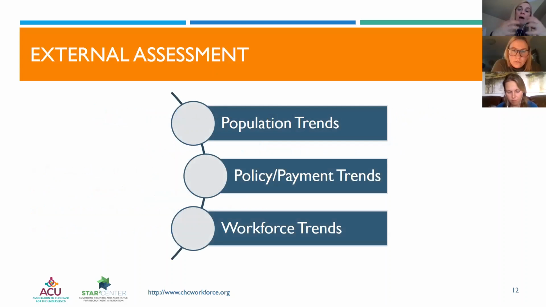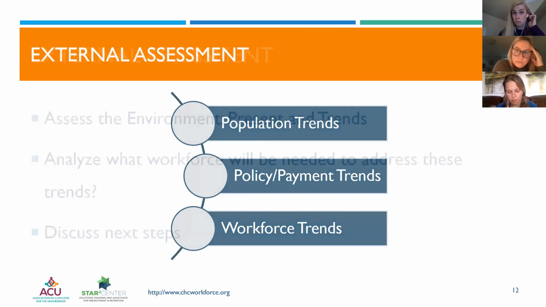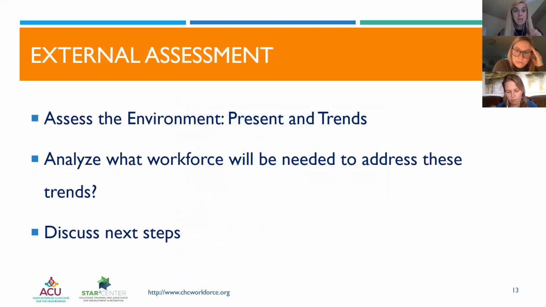And then, if you have an understanding, an idea of what's going on internally, and then make a plan internally, then you can also look at the external factors. Next slide, please. And all of those trends that we just looked at really quickly. So you're going to figure out what's going on outside your four walls. You're going to analyze that and figure out what your workforce needs to look like in order to address those trends, and then discuss those next steps.